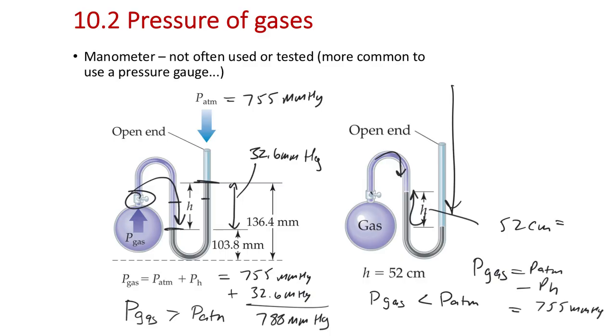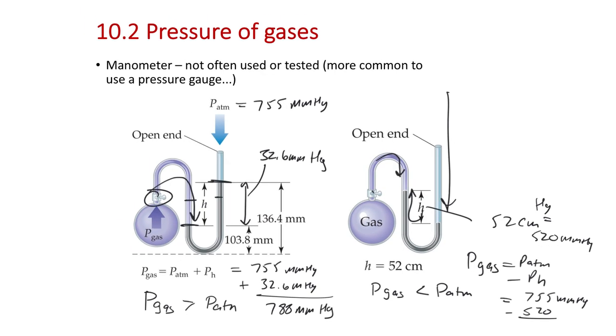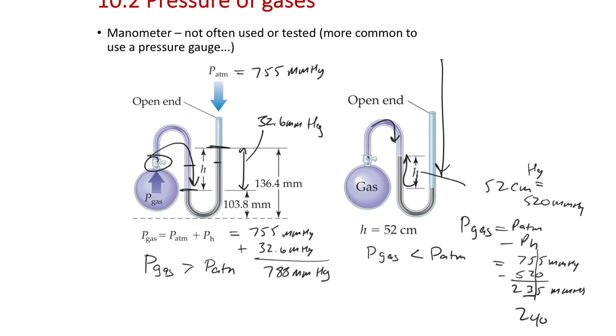And then we have to convert this to millimeters. It's centimeters of mercury right now. So that would be 520 millimeters of mercury. And that'll take us down to 235 millimeters of mercury. Technically, if you're tracking sig figs, the 52 only has 2, so as a sig fig reminder we'd be at 240 millimeters of mercury.